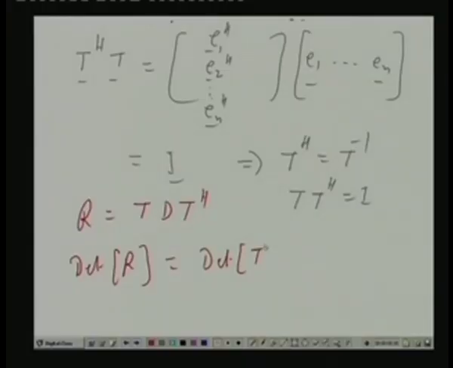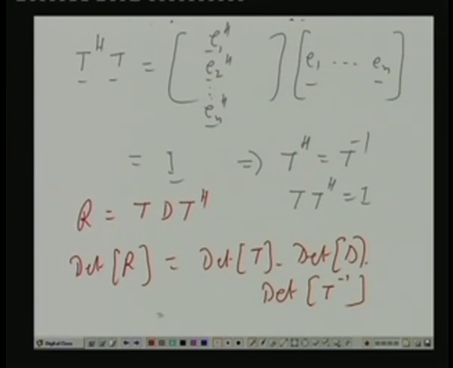Then the negative of a random variable is again a random variable which takes the negative of the original random variable's values, and likewise, in that framework we can discuss the determinant of T times the determinant of D times the determinant of T Hermitian, which is nothing but T inverse. These two cancel, the determinant of T and the determinant of T inverse, so you get back the determinant of D.